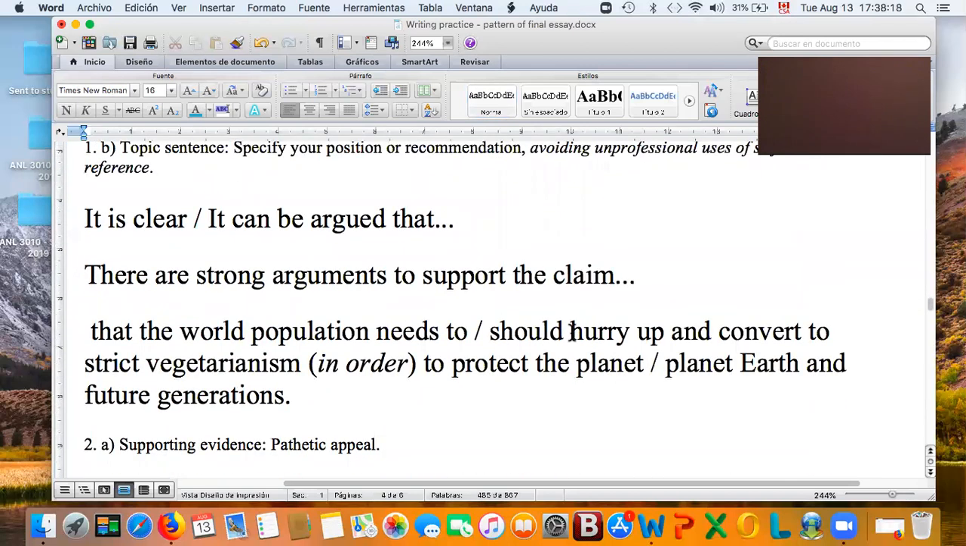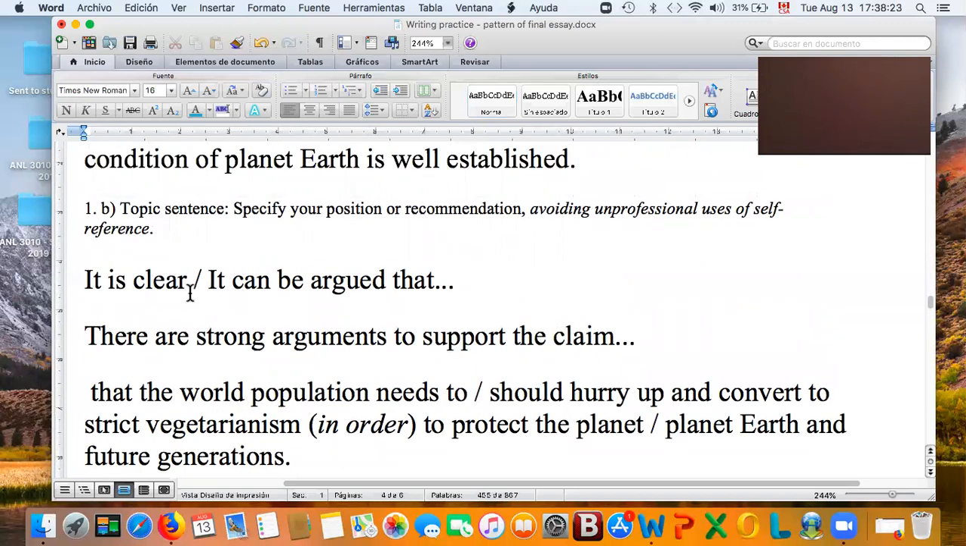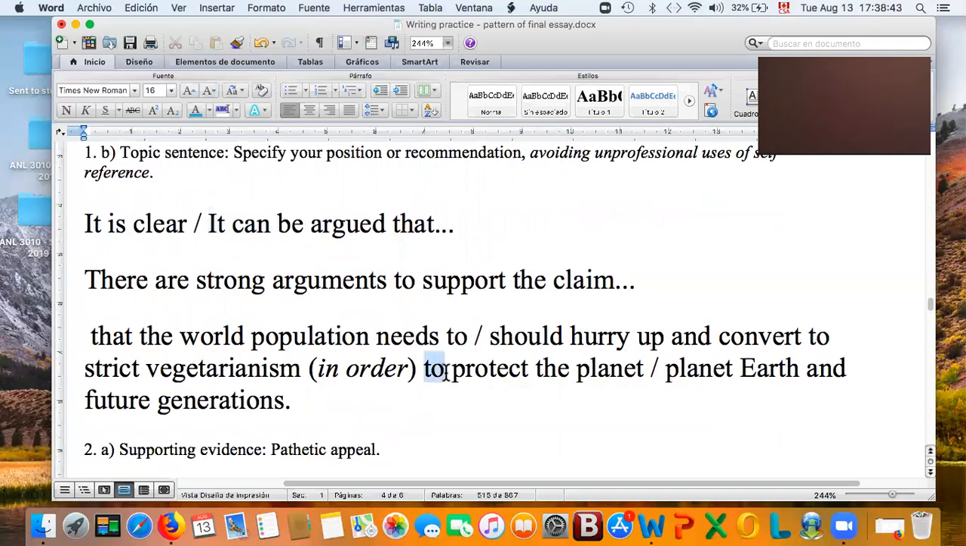So to specify her position or recommendation, she starts by saying, it can be argued that the world population needs to, or should, hurry up and convert to strict vegetarianism to protect planet Earth and future generations. Notice that "to protect the planet" really means "in order to protect the planet." This is an instance of what we call the "to" of purpose.